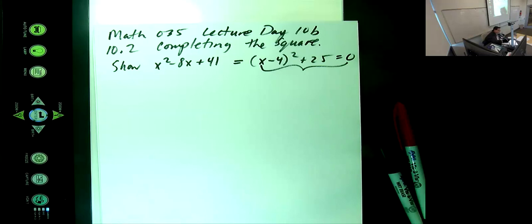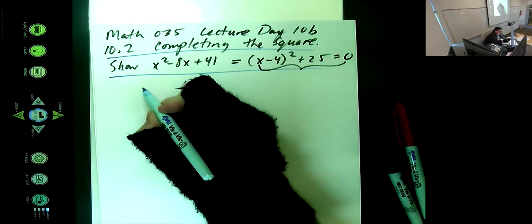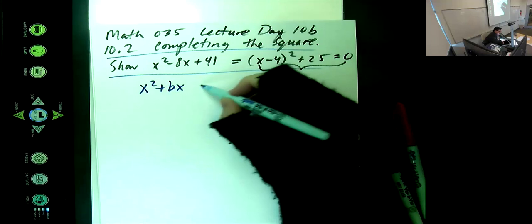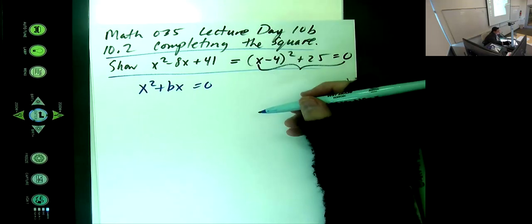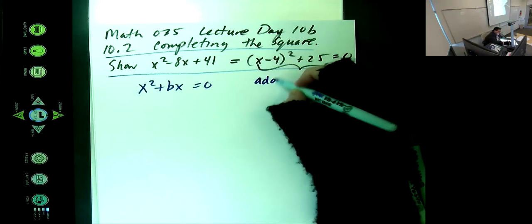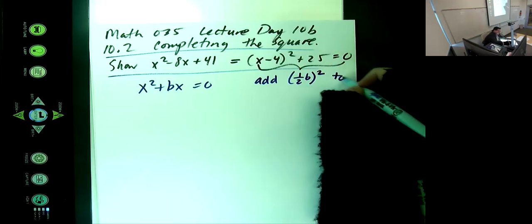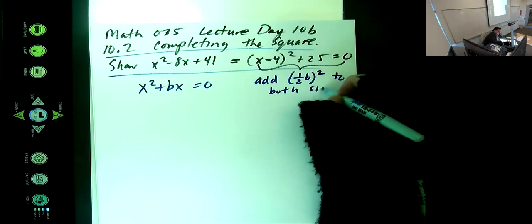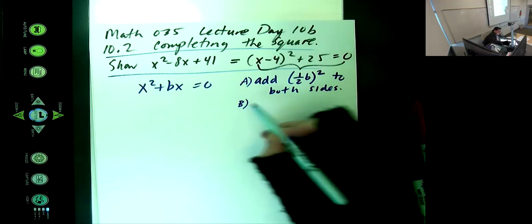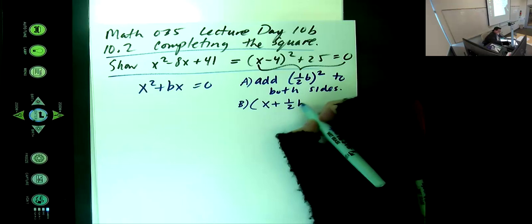And let's start with a simple rule. We'll ignore a, there's not going to be any a. We're just going to have x squared plus bx equals 0. To complete the square, add 1/2 of b squared to both sides. And the side with the x's will turn into x plus 1/2 b squared.